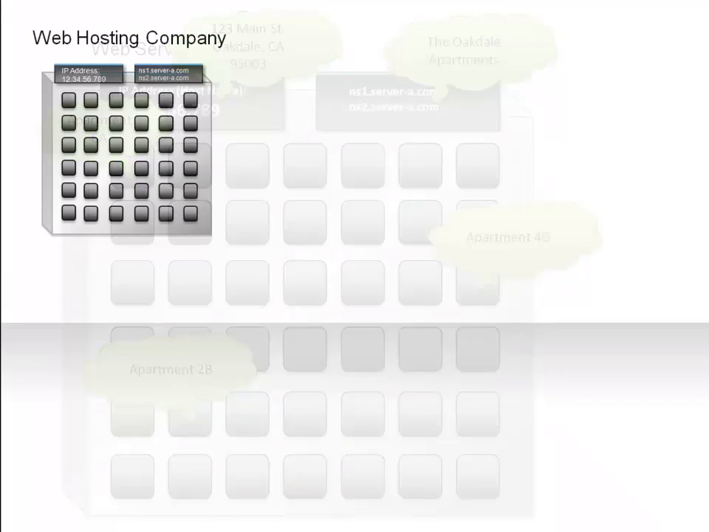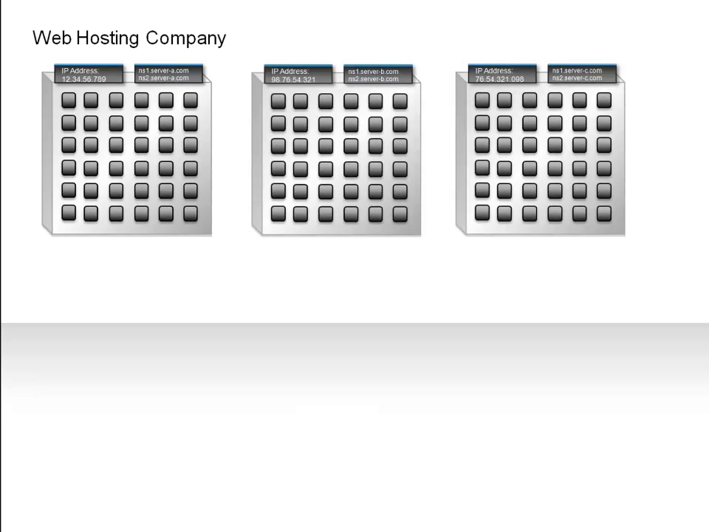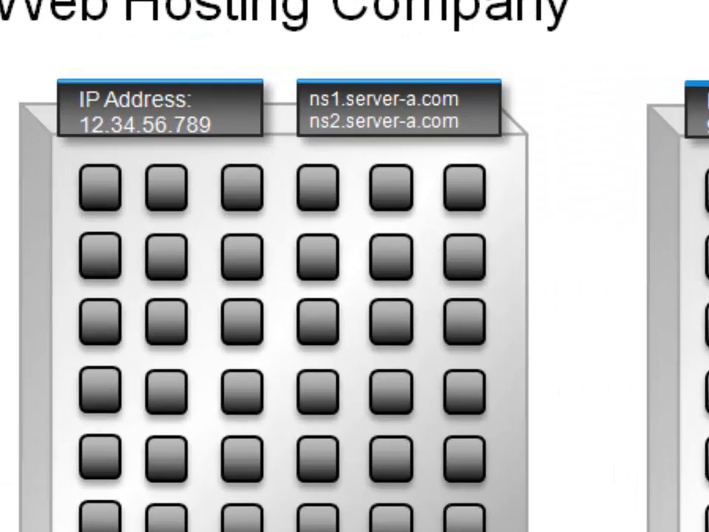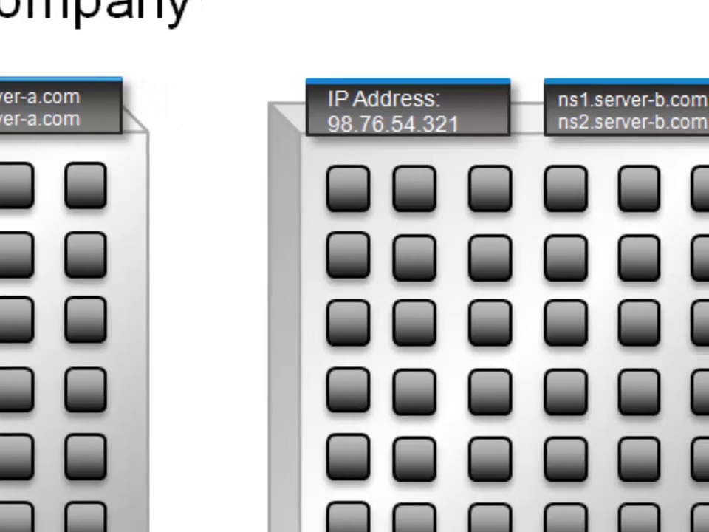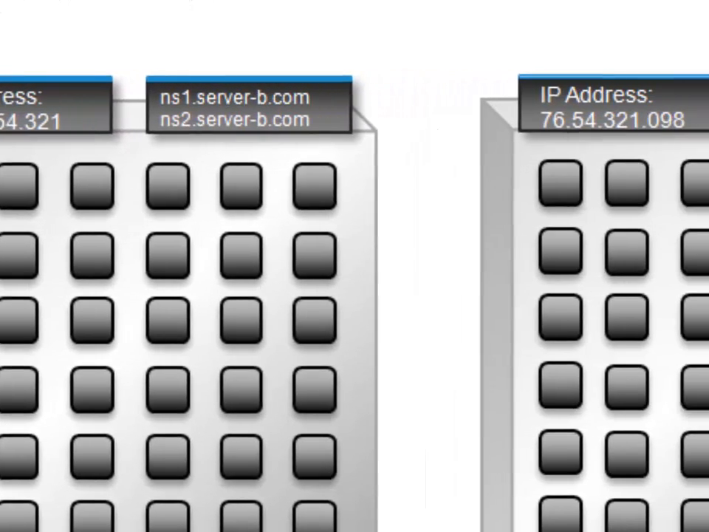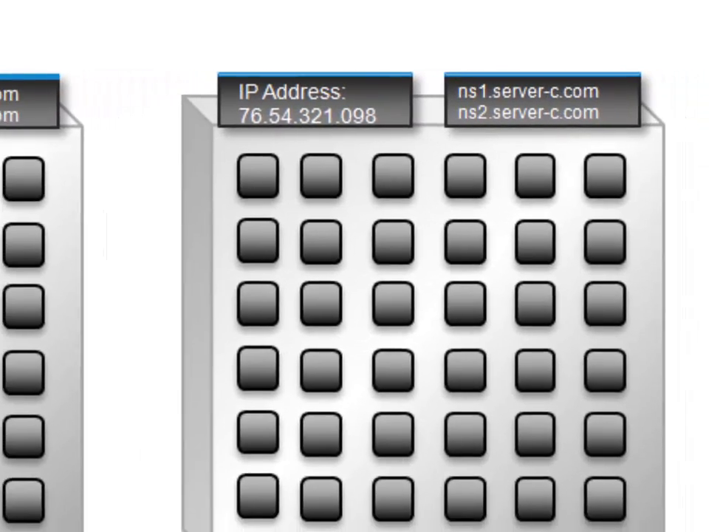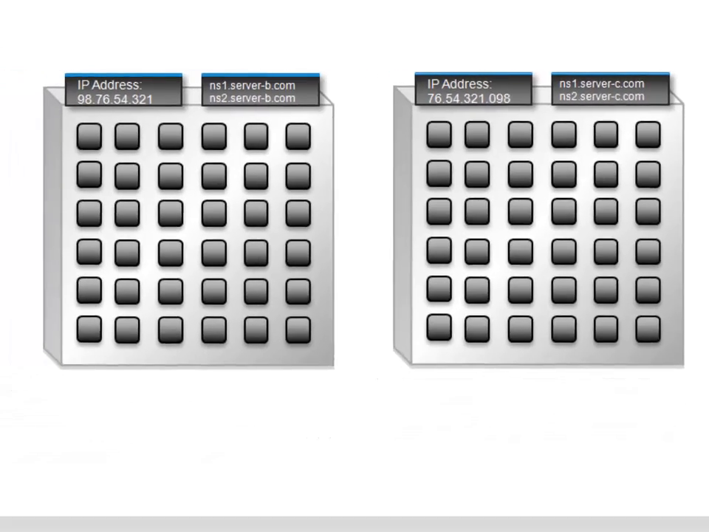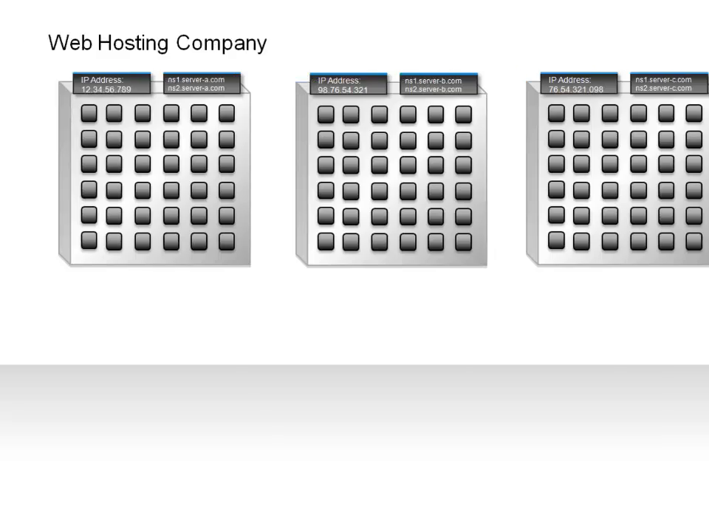Now, when you go to a web hosting company and you rent space on a server, most likely they have more than one server. In fact, some web hosting companies will have dozens or even hundreds of web servers. And yet each one of these web servers has a different address, just like an apartment building would have a different street address. They may share the same name servers, or they may not. It depends on the web hosting company. The point is, you'll be renting one space on one server for your website. And that's how web hosting basically works.